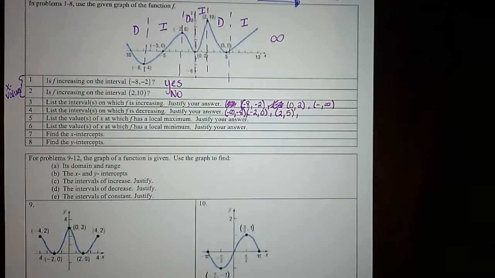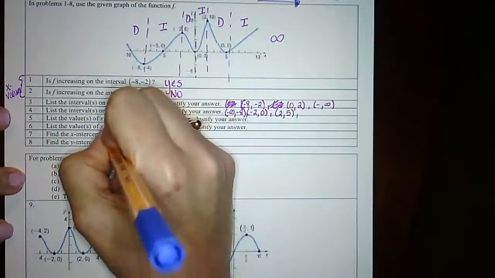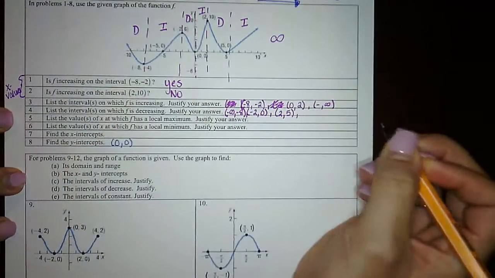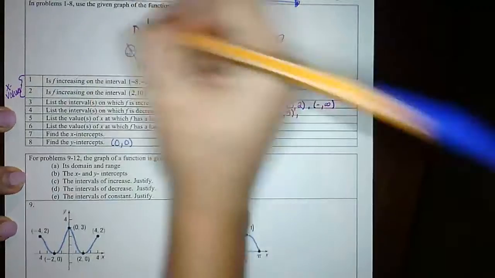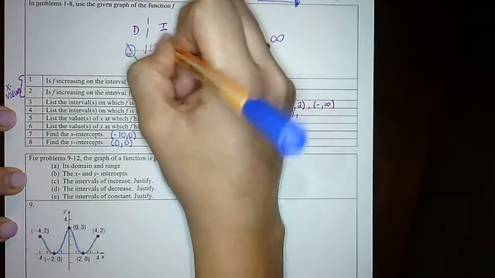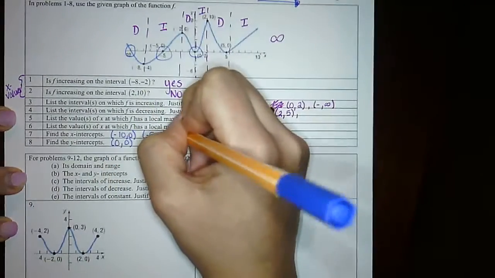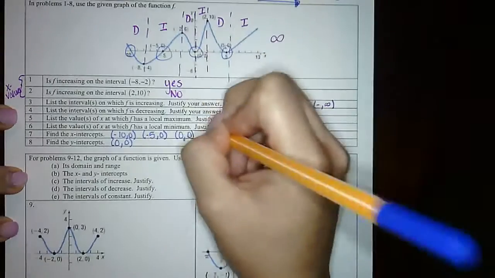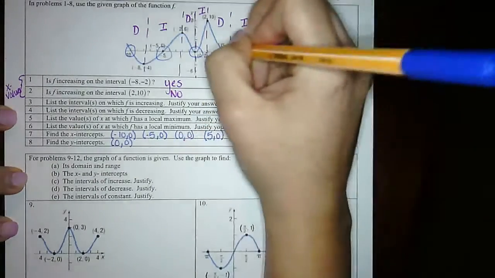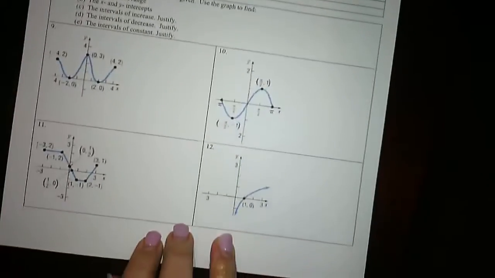Okay, remember x-intercept is where it crosses the x-axis. Y-intercept is where it crosses the y-axis. So there should only be one y-intercept if it's a function. So the y-intercept is here at (0, 0). But all the x-intercepts are where it crosses the x-axis. So here at (-10, 0), (-5, 0), (0, 0), (5, 0), and that's it.